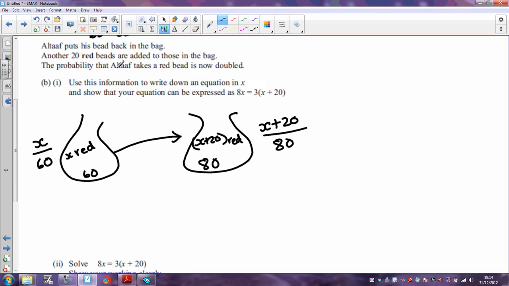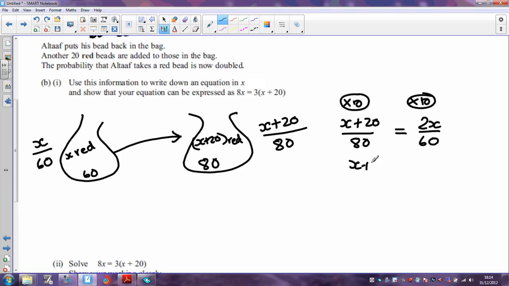And the question says that the probability of taking a red bead is now doubled. So in other words, this probability is twice this probability. So I can write that X plus 20 over 80 is the same as 2 times this, in other words, 2x over 60. Now, to make my life a little bit easier, if I multiply both sides by 10, it's going to make life slightly easier.